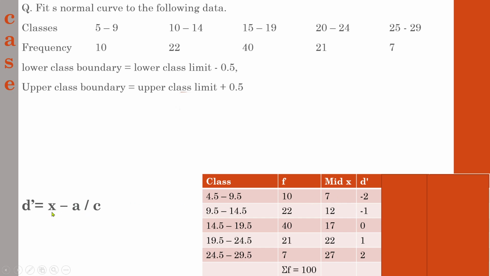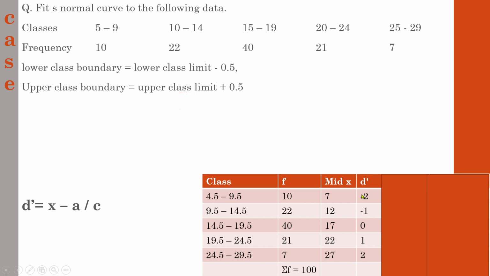So in the first case x value is 7 minus a. A means an assumed value. In this case I am using the middle value of the mid-x, 17. So 7 minus 17 divided by c. C means the class interval. Here the class interval is 5, because if you take the difference between 4.5 and 9.5 you will get 5. So class interval is 5.